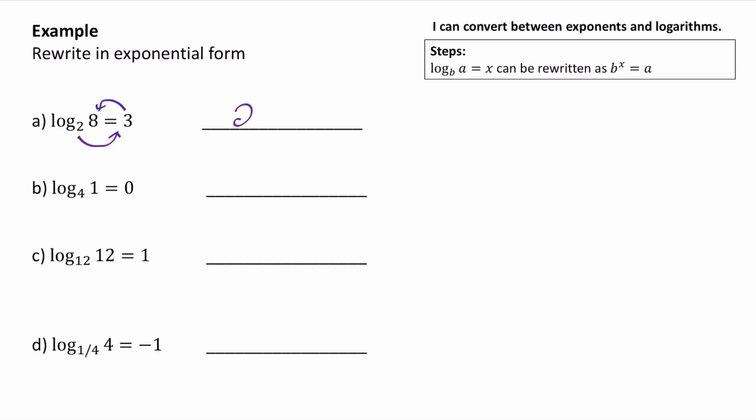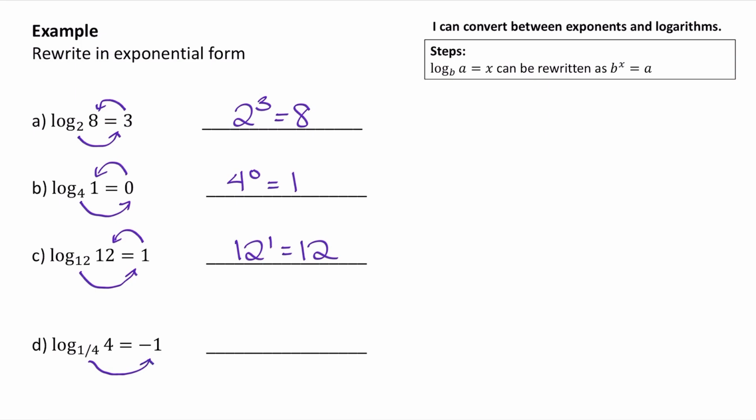So this becomes 2 to the third equals 8. The log base 4 of 1 becomes 4 to the 0 equals 1. Log base 12 of 12 becomes 12 to the 1 equals 12. And the log base 1/4 of 4 becomes 1/4 to the negative 1 equals 4.